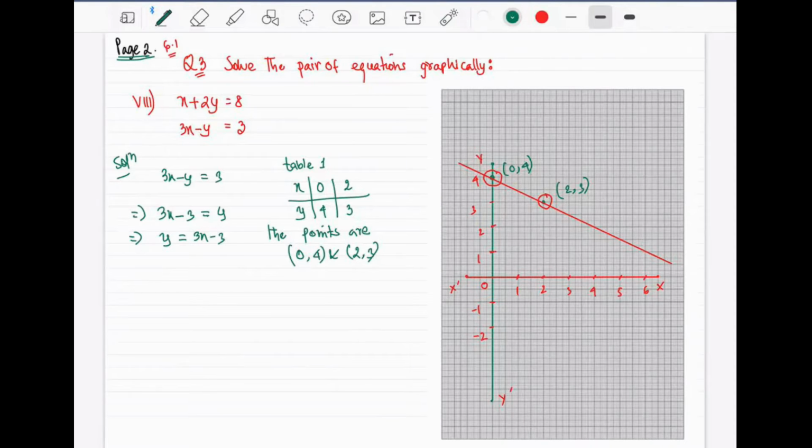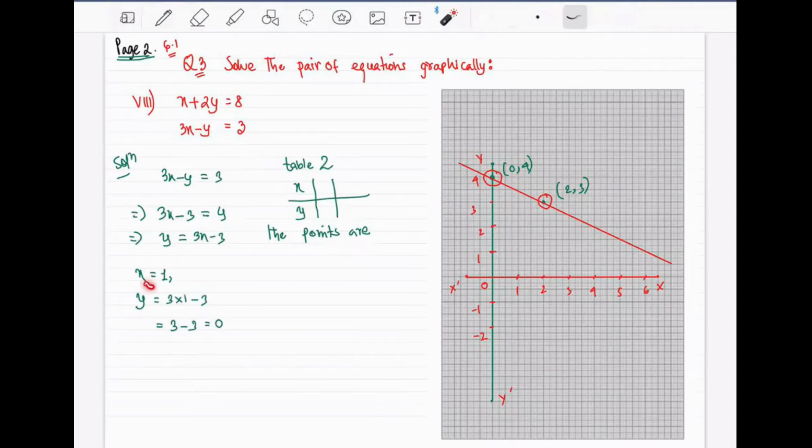Now let's put up the table for this particular equation also. I'm going to write this as table number 2. Let's erase the old values. Now let's make 2 more points for 3x - y = 3 in order to draw the graph. Let's put the value of x as 1 first. x = 1. What is the value of y now? y = 3 × 1 - 3. So we get 3 - 3, which is 0. When x is 1, y is 0. So we put x as 1, y as 0.